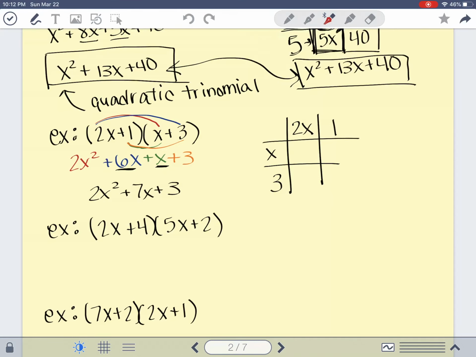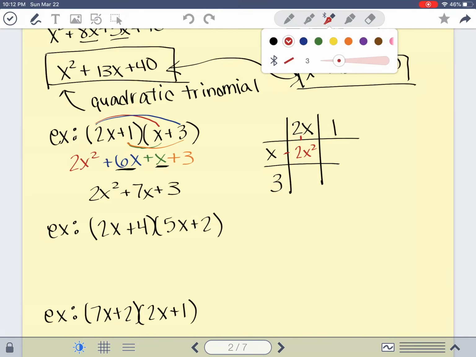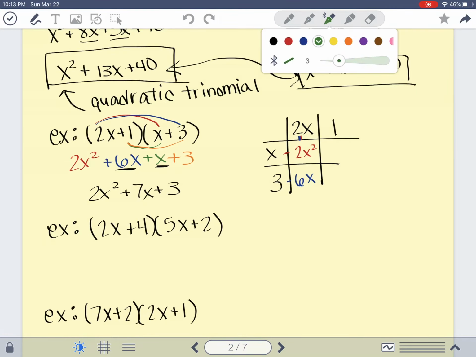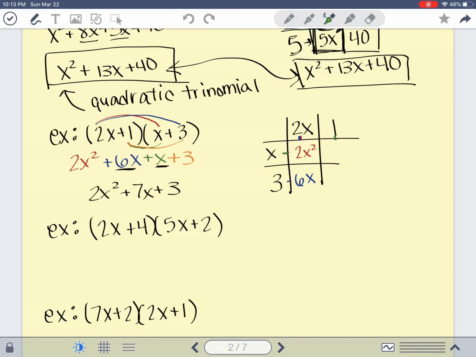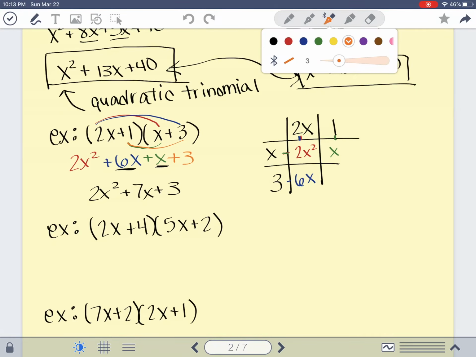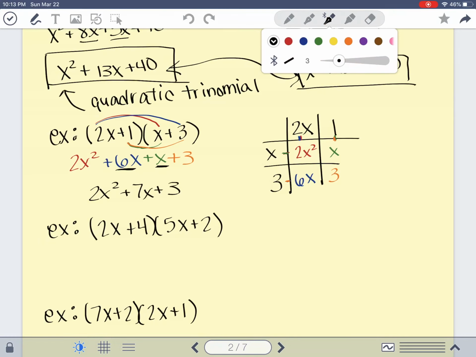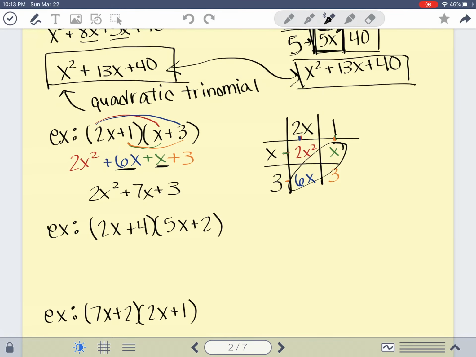All right, so for our first box right here, we have 2x times x, which gives us 2x squared. Let's go ahead and do the 2x with the 3 here, so we get 6x. For our next one, we've got our x and our 1, so we just get x. And then we have our 3 and our 1, so we get 3. And again, we can combine our like terms, which will give us 7x. So we get 2x squared plus 7x plus 3.